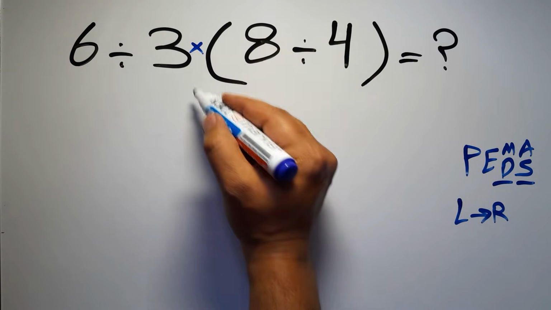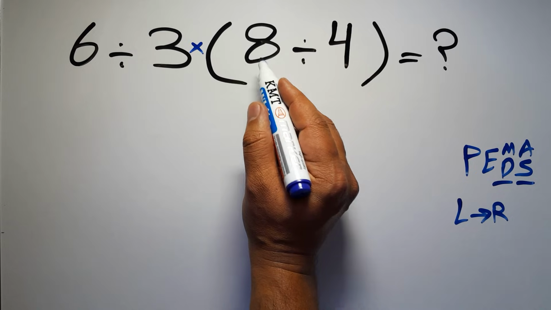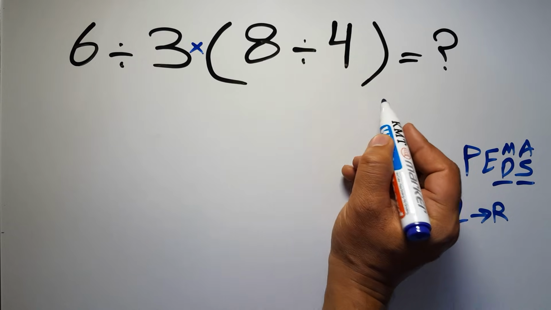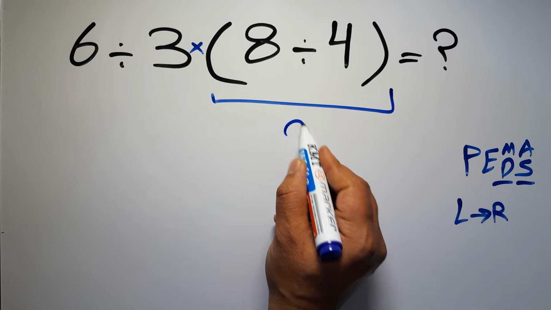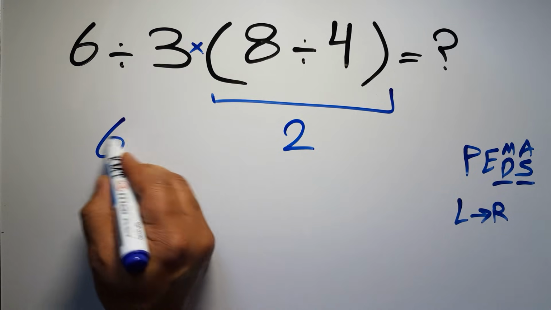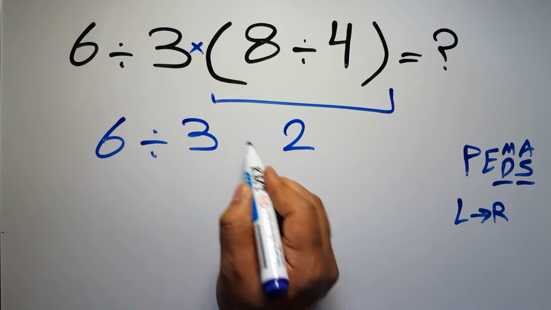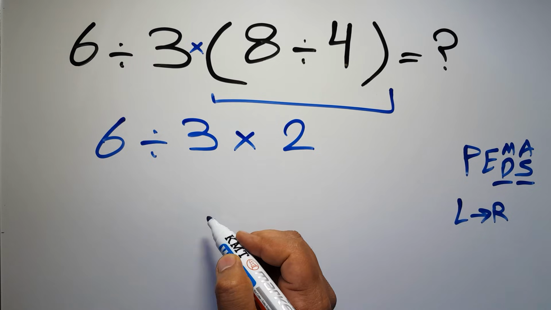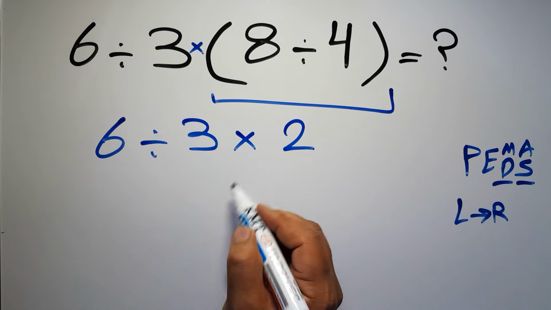So first we have to do this parenthesis. Inside this parenthesis we have 8 divided by 4, which equals 2. So 6 divided by 3 then times 2. Now we have one division and one multiplication.